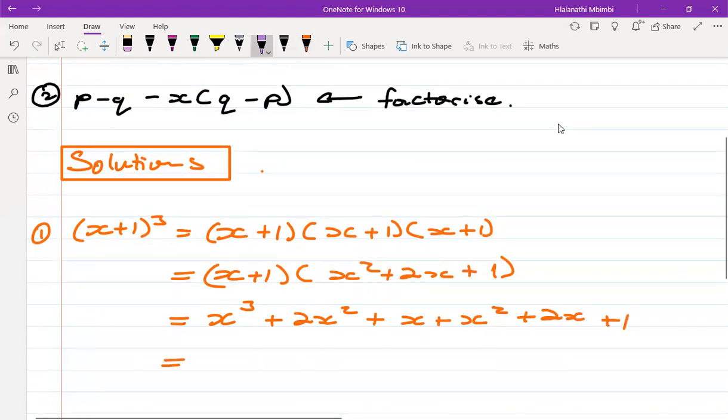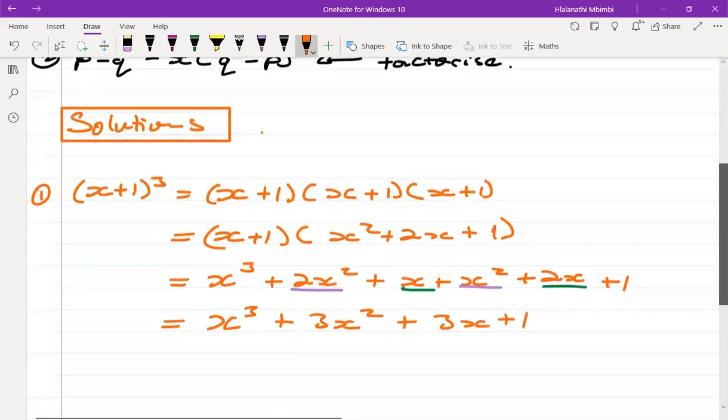Look for my like terms. This one seems similar to that, and that one seems similar to that. They are like terms, so you can add them. X to the power 3 plus 3x squared plus 3x plus 1. Okay, are we happy? Is everyone happy?